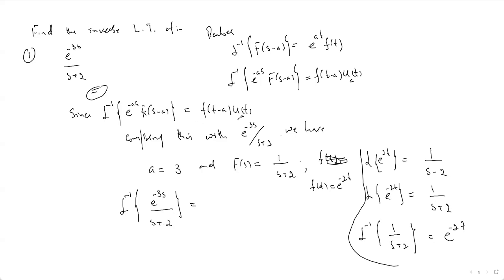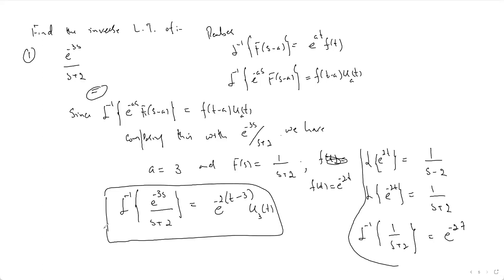Okay, then the Laplace transform of e raised power minus 3s divided by s plus 2 will be equal to this thing, f of t minus a. What is f of t? f of t is e to power minus 2t, so it will be e raised power minus 2 into t minus a, t minus a क्या है? a is your 3, so this is e to power minus 2 times t minus 3, then u3 of t. मुझे पता है आपको ये समझ में नहीं आया होगा, just hold it for a while, I will come to this again.